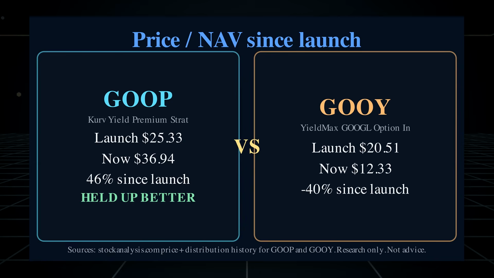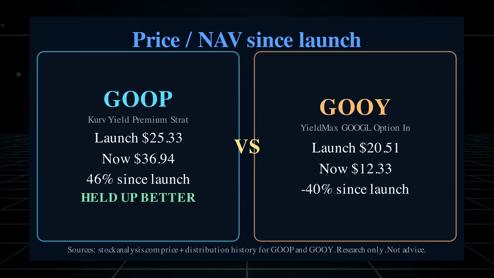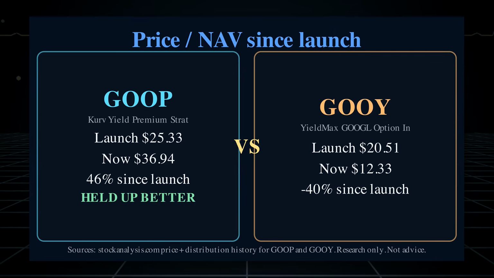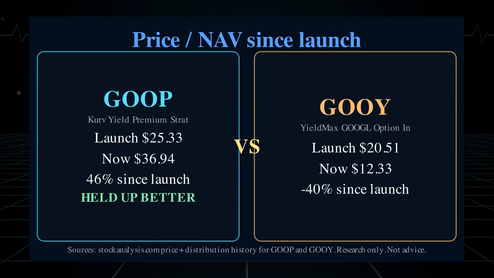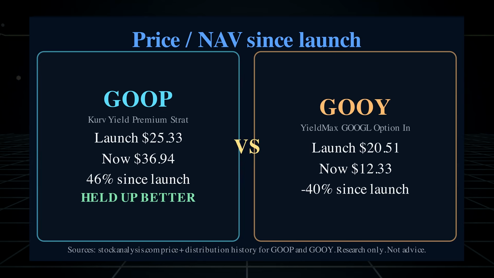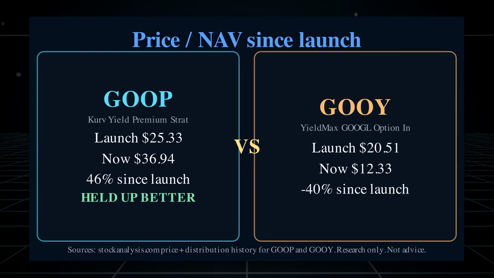Net asset value is the per share value of the portfolio after the strategy, expenses, gains, losses, and distributions have done their work. This is where GOOP and GOOY stop looking like twins. GOOP began from a launch reference price of $25.33. Its latest NAV is $36.94, producing a 46% NAV return since inception. The container did not merely survive the cash leaving it, its per share value grew.